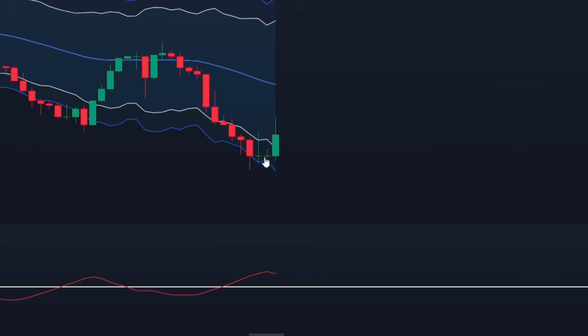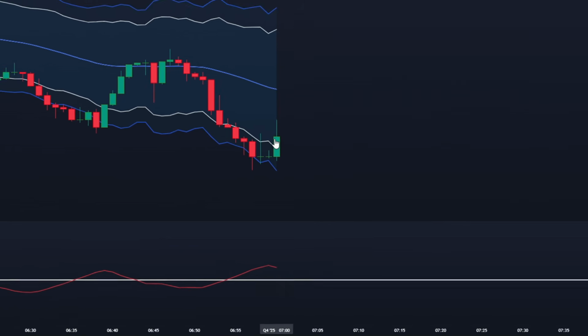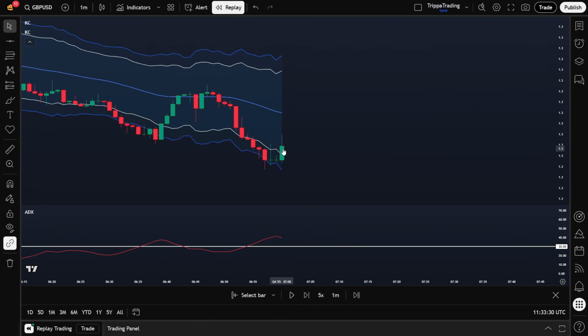As the candles move forward, you can see price starts to slow down. Then finally, this candle closes fully inside the white channel. That's my first condition done. Now I immediately shift my focus to the ADX. At this moment, ADX is above the 30 level, which tells me this move has strength behind it, and it's not just random noise. That confirmation is critical. Without it, I would skip the trade.